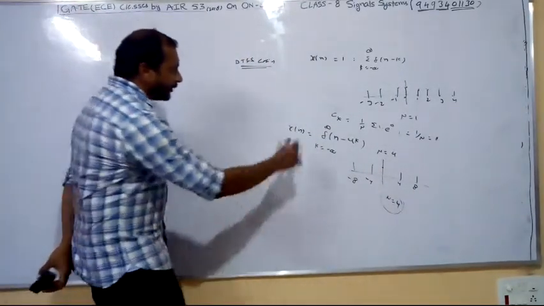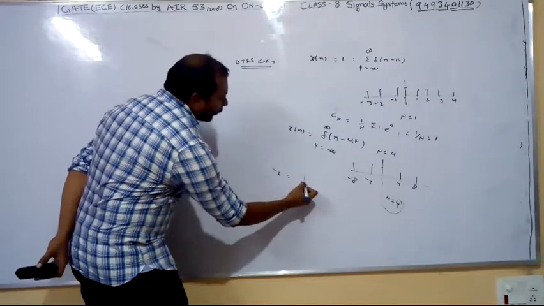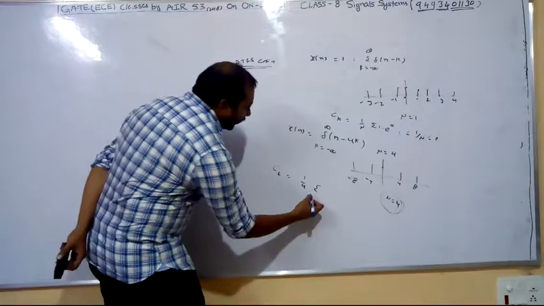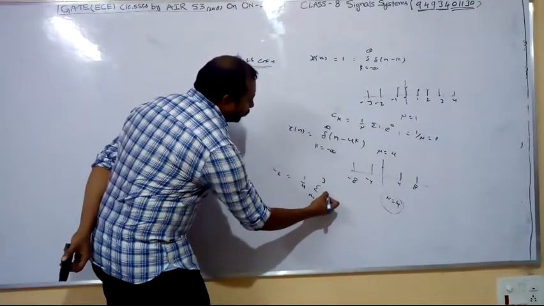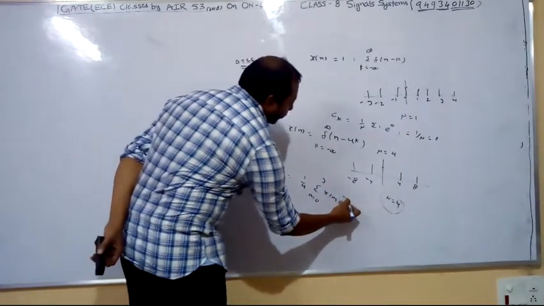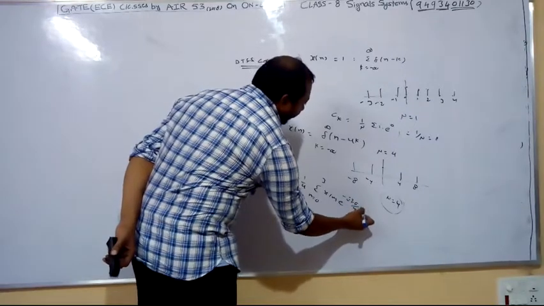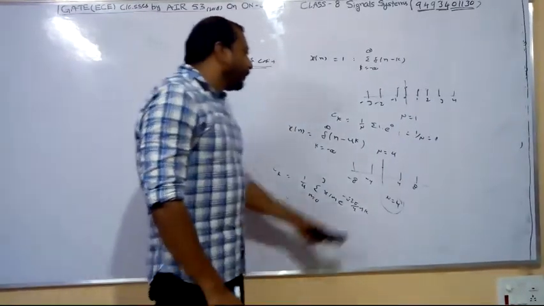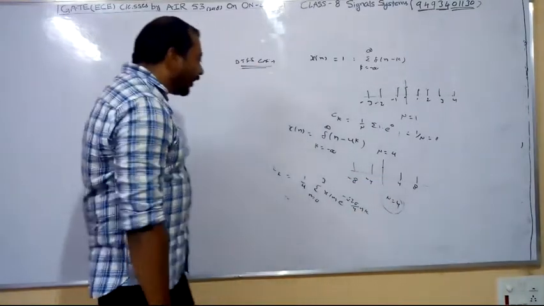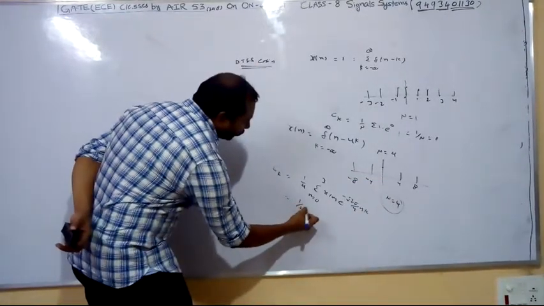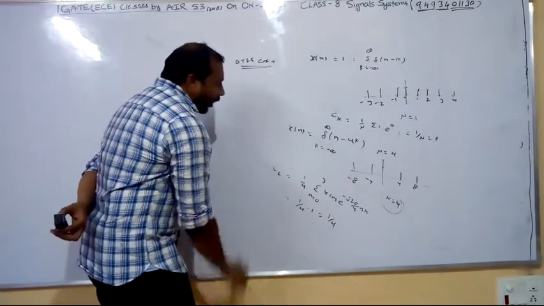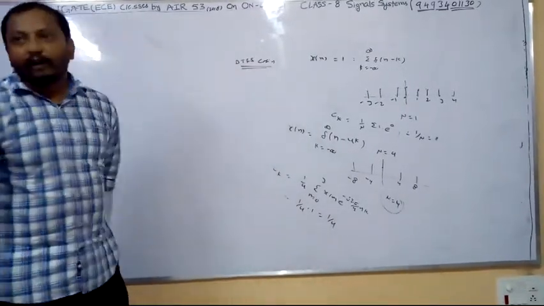Now if you go to calculate the ck value, ck is equal to 1 by 4 summation n is equal to from 0 to 3 of x of n into e to the power minus j 2 pi divided by 4 nk. So upon substituting the values, we are having sample value x of 0 equal to 1. So this is equal to 1 by 4 into 1. This value is equal to 1 by 4.